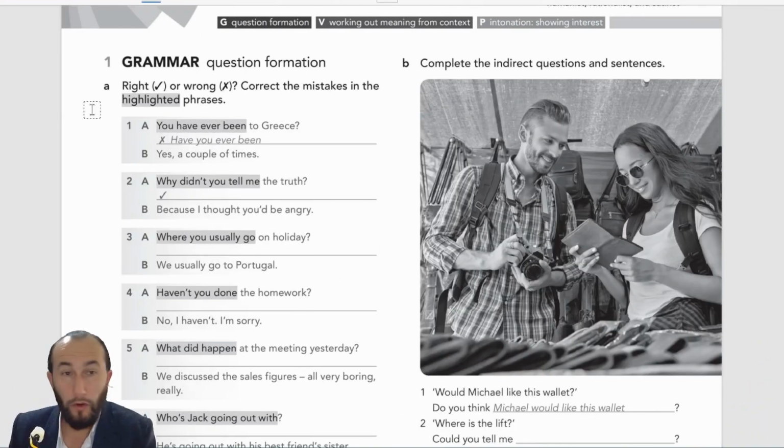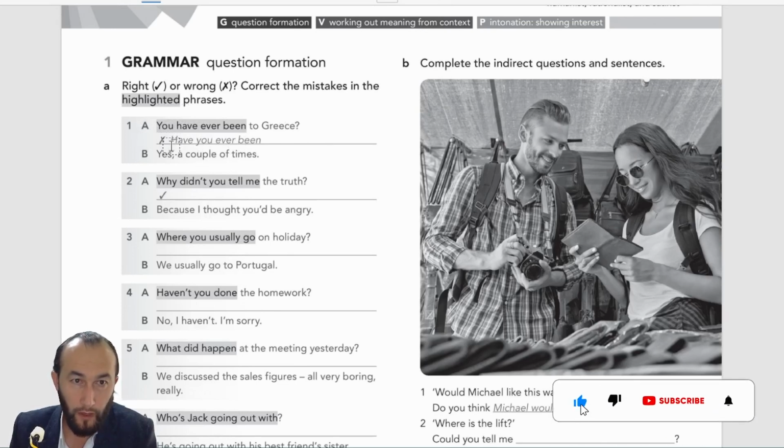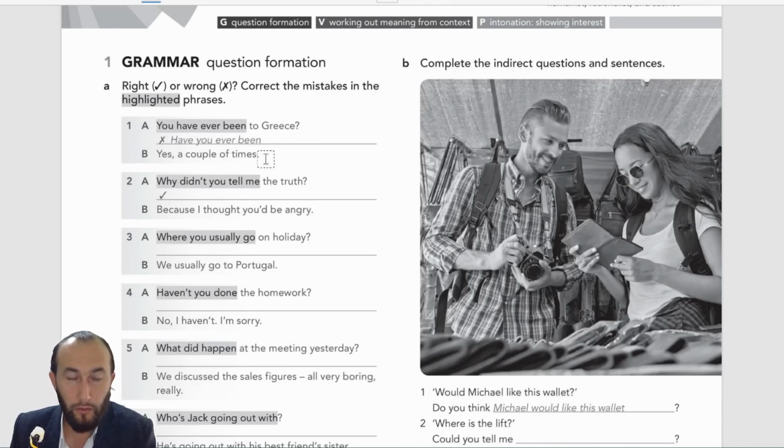Okay, so question number 1, you have ever been to Greece? That's a question, guys. Because of that, we can't say you have ever been, because that is a sentence format or positive sentence structure, right? So usually when there's a question, the auxiliary verb has to be put before the subject. So they're putting a cross here, and then they're putting the right one here. Have you ever been to Greece? And then B says yes a couple of times.